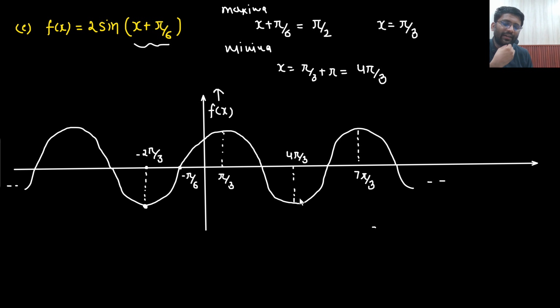Understandable? And between minima and minima, how much gap is there? Between two minima, you can see 4 pi by 3 minus (minus 2 pi by 3), so 6 pi by 3. So this gap will become 2 pi. Right? So this is the scenario.